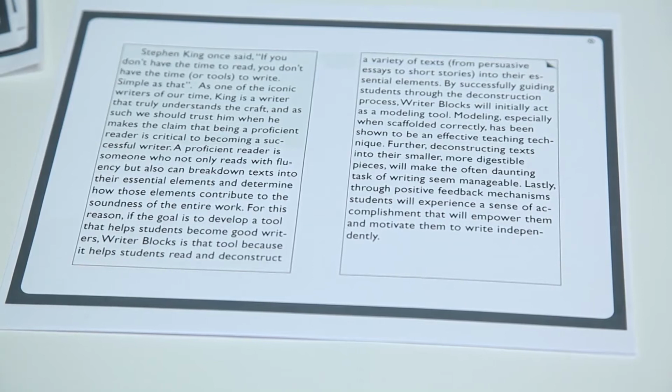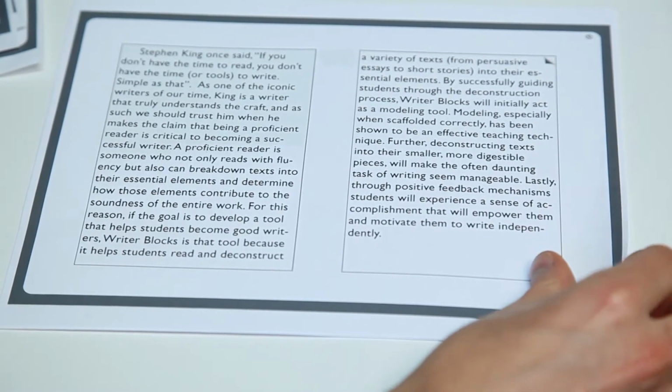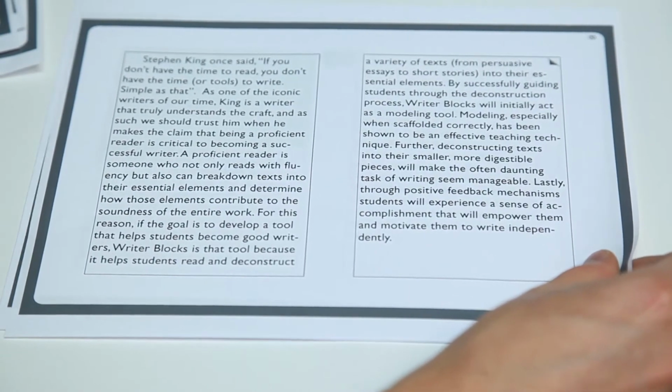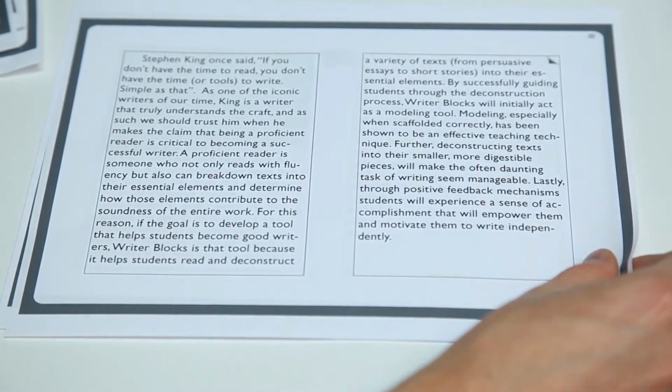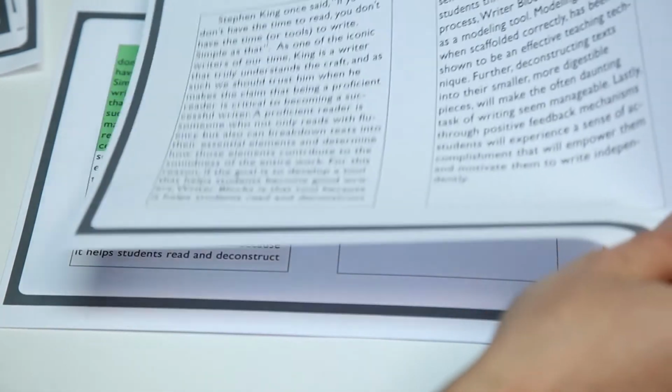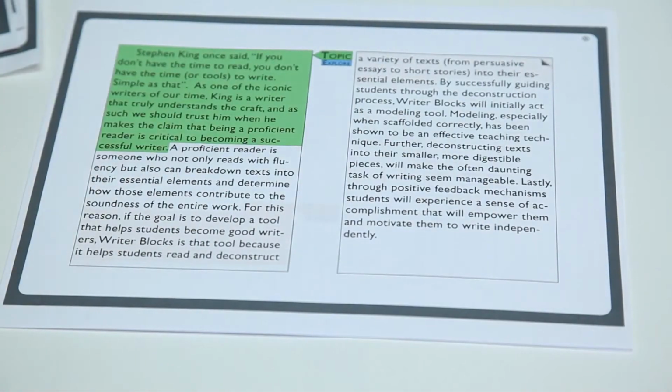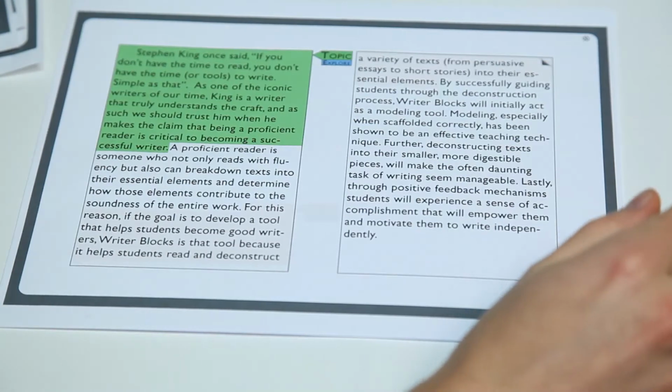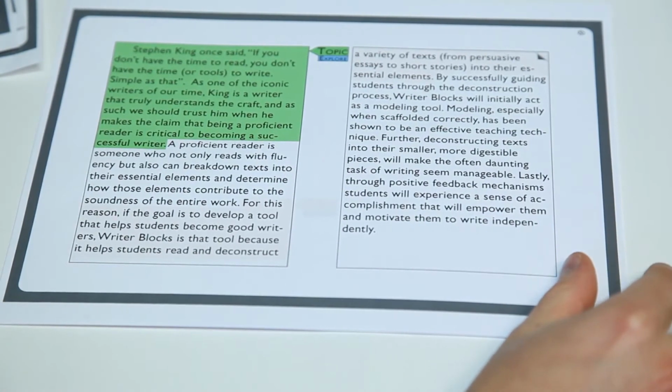Stephen King once said, "If you don't have the time to read, you don't have the time or tools to write. Simple as that." As one of the iconic writers of our time, King is a writer that truly understands the craft, and as such, we should trust him when he makes the claim that being a proficient reader is critical to becoming a successful writer. A proficient reader is someone who not only reads with fluency, but also can break down text into their essential elements and determine how those elements contribute to the soundness of the entire work.